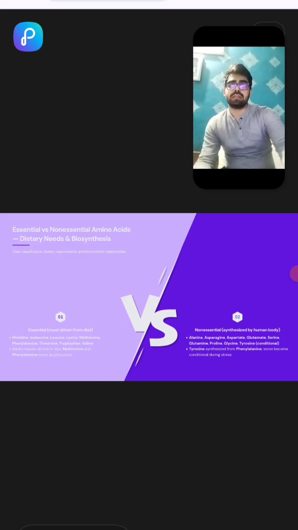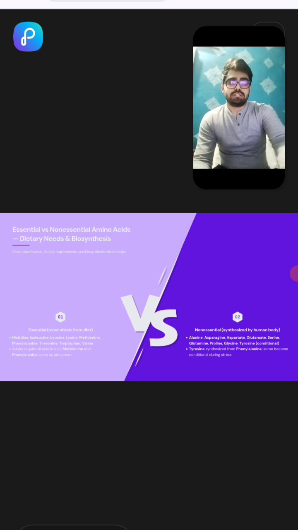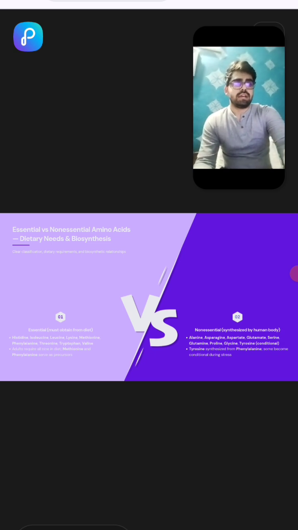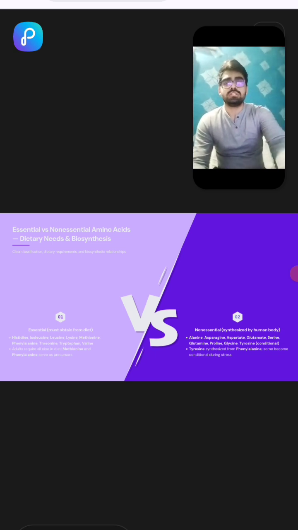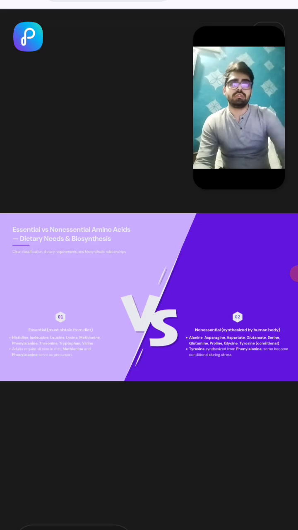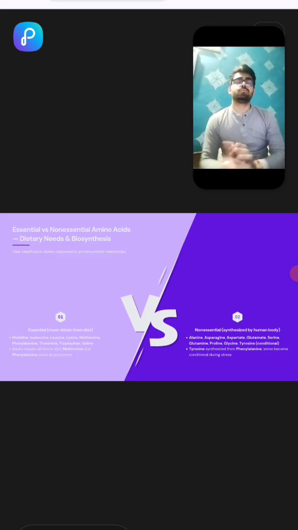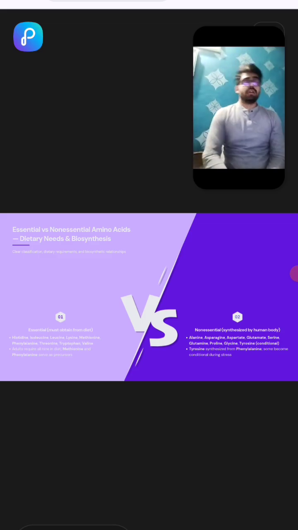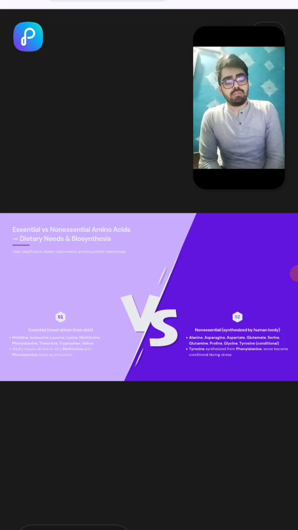All 9 essential amino acids are required by adults to be absorbed from food because they cannot be synthesized in the body. As for the non-essential amino acids, we call them non-essential because they can be produced in the human body and do not require any external source to be absorbed, which is basically food.